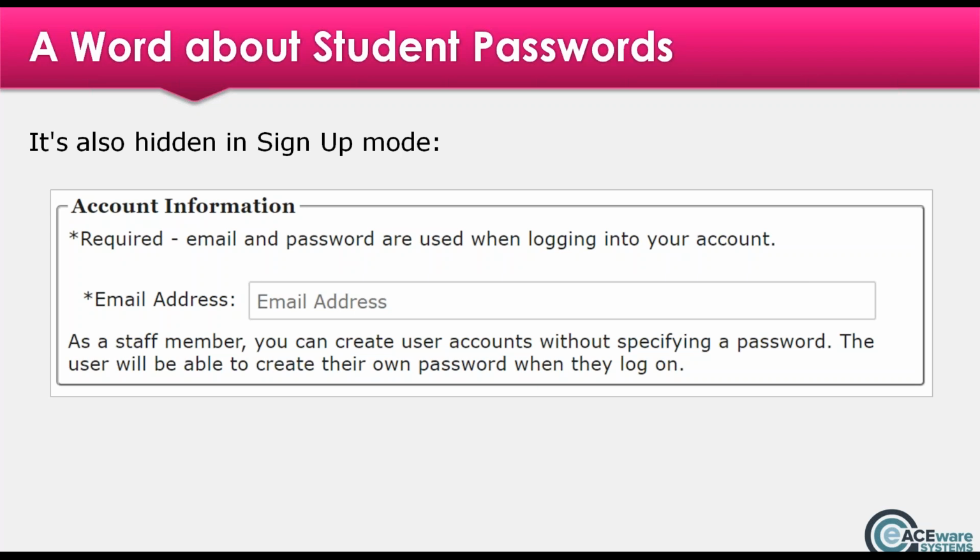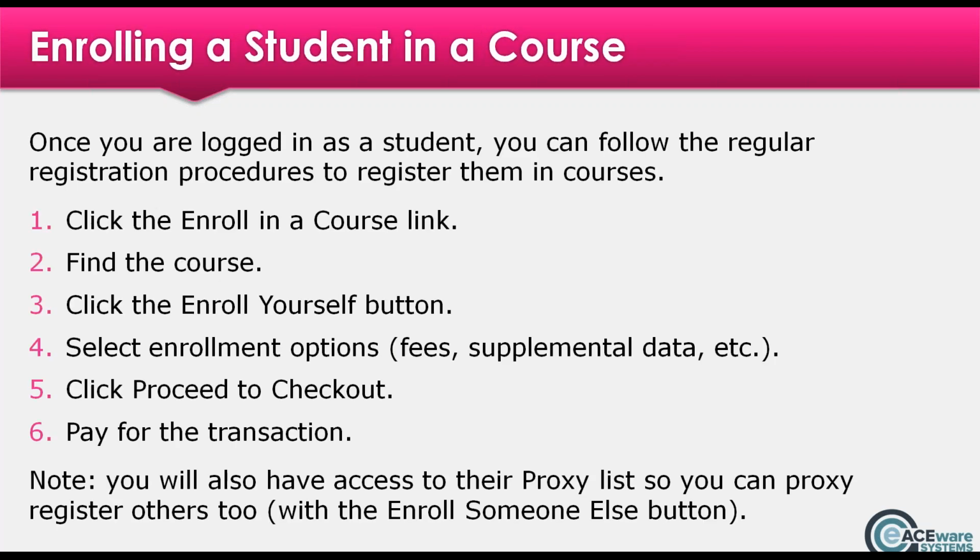Okay, so back to our options here. Once you're logged in as a student, the first one is going to be enrolling a student in a course. For step one, you basically click that first link, click enroll in a course, and that takes you to basically what the student would see. It's at this point, options 2 through 5 here, you're seeing what the student sees when they're logged in.